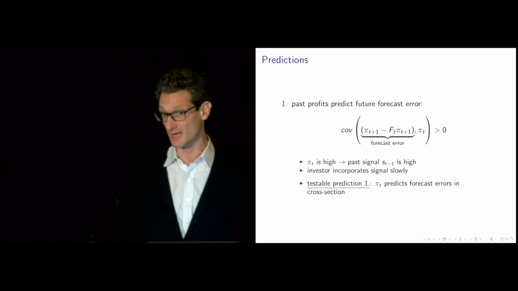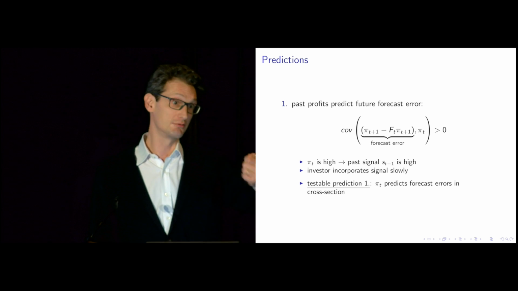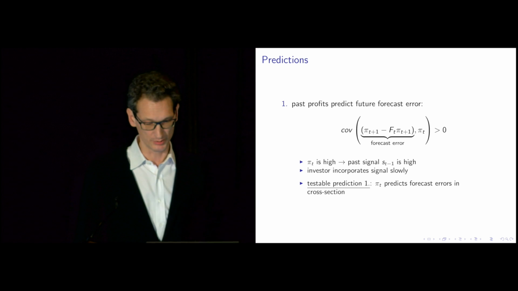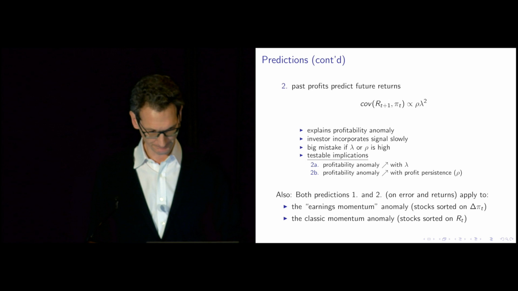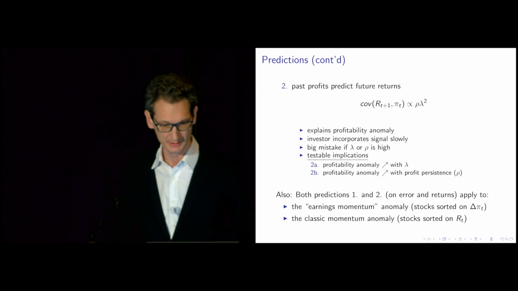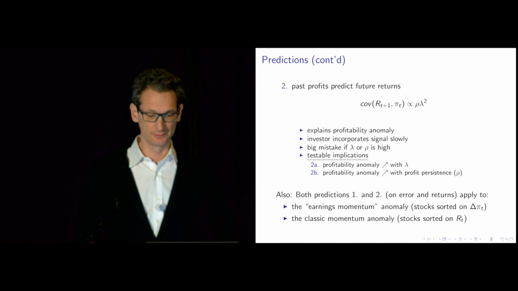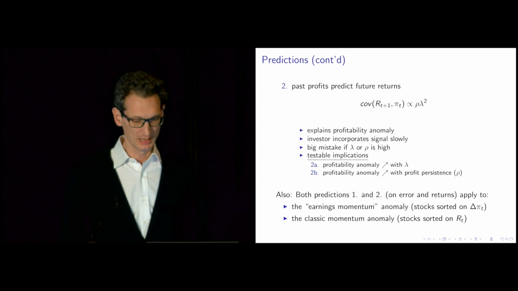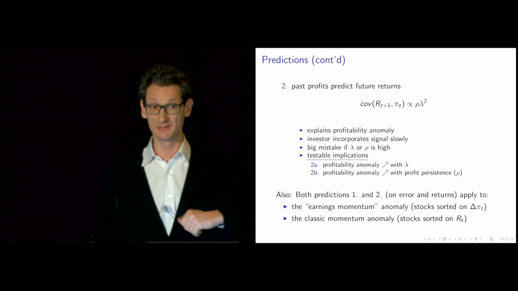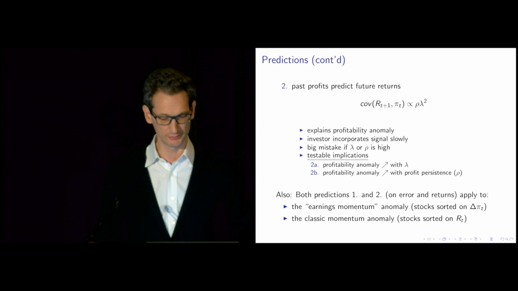So that's a very simple prediction to test. If you have investor forecasts, and we're going to use analyst forecasts, you can regress analyst forecasts on past profits and see whether there is a positive correlation. The second prediction is more directly related to returns themselves. Here we can derive the covariance between future returns and current profits, and it turns out that that covariance is positive. So in this model, current profits predict future returns, as in the profitability anomaly. That's what we want.